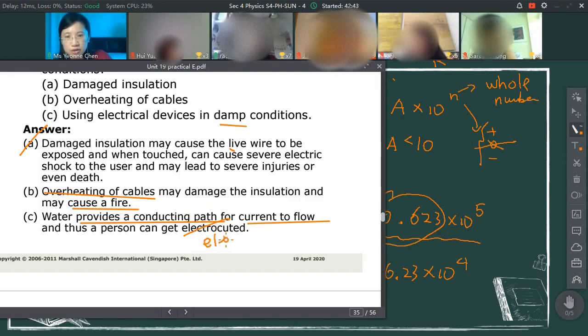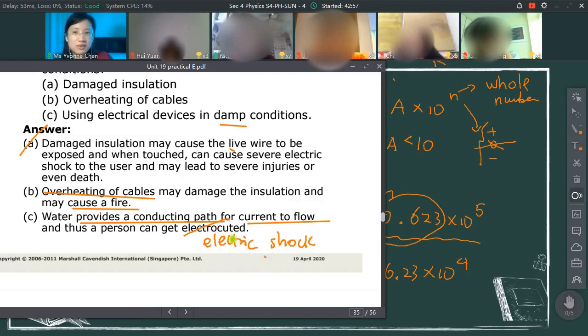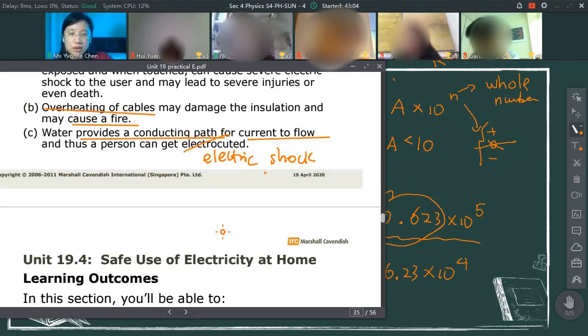It may cause a person to get an electric shock. You know what is meant by electrocuted, right? That means a person died because of electric current. So we just say get electric shock. Electrocuted is very, very serious. We don't need to use that term. Okay, electric shock.